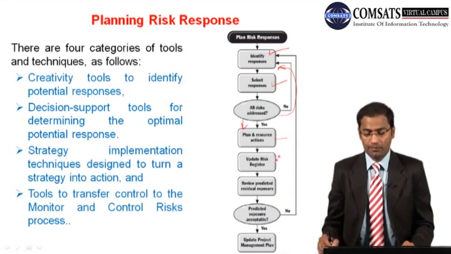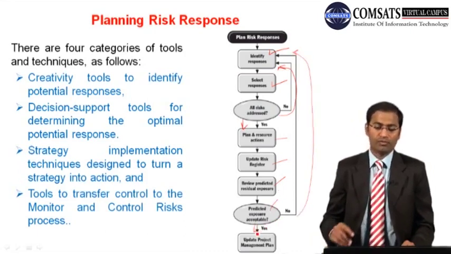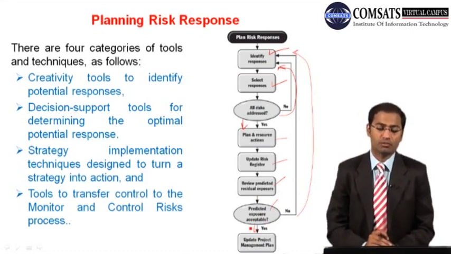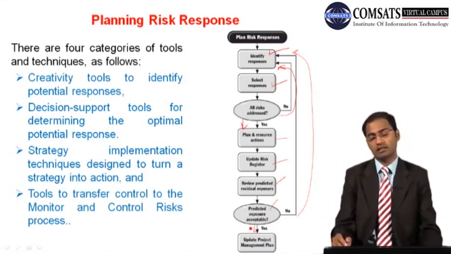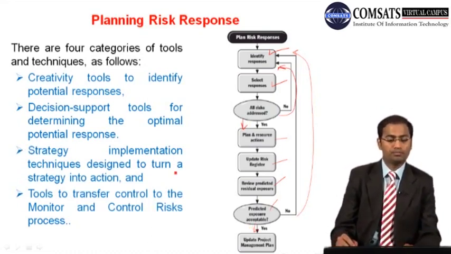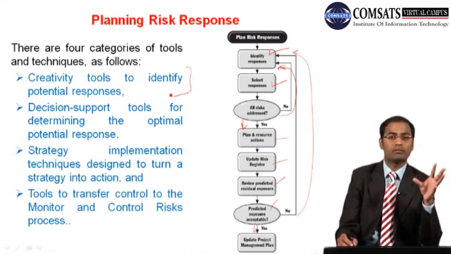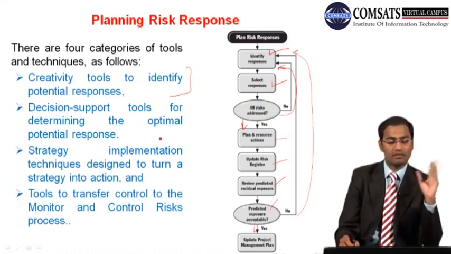actions, and then update risk register, review predicted residual exposure, and is the predicted exposure acceptable? If no, then go back to level number one, or if yes, then update project management plan. So this is how we actually plan risk responses. So there are four categories of tools and techniques as follows. Creativity tools to identify potential responses, meetings, brainstorming, literature review, and stuff like that.